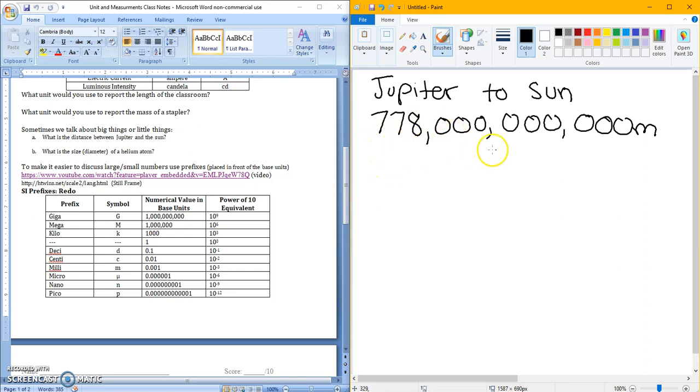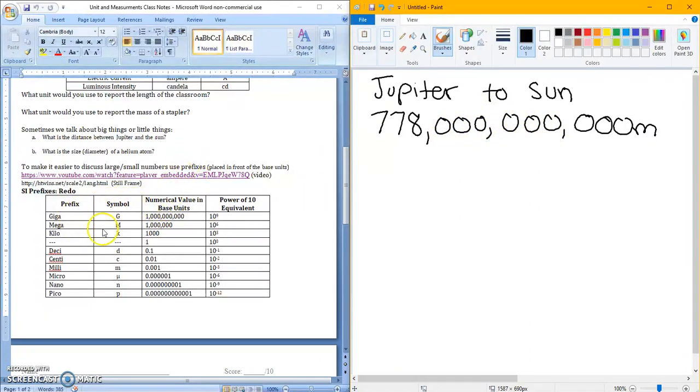So another way to write this would be with what we call prefixes. So if you go down here, here's the kilo. We said it was 1,000. And centi means 100. So what this is saying is that instead of writing out all of these zeros, I use one of these prefixes to take its place. So let's count these up. 1, 2, 3, 4, 5, 6, 7, 8, 9 zeros.